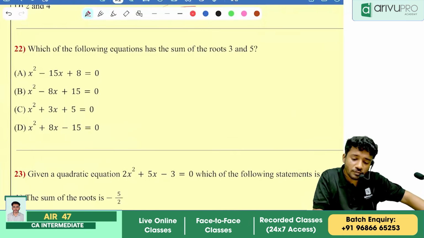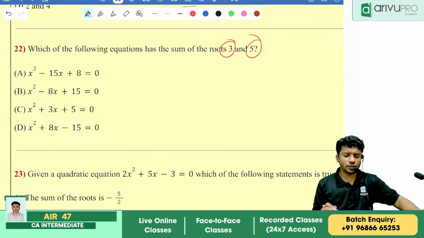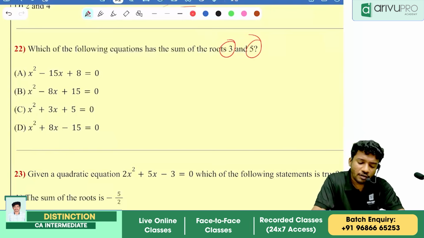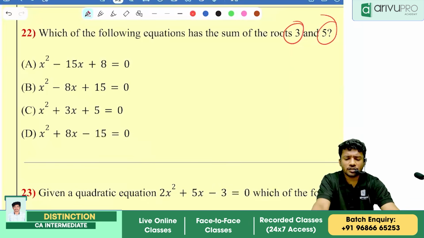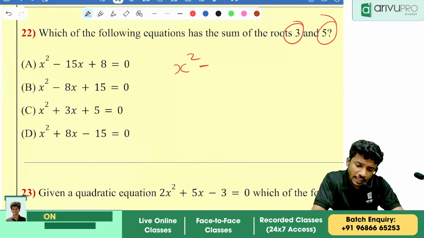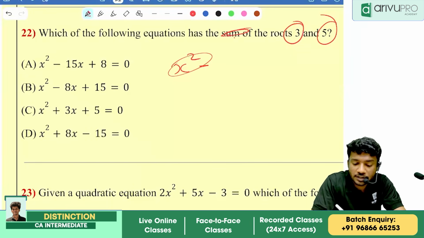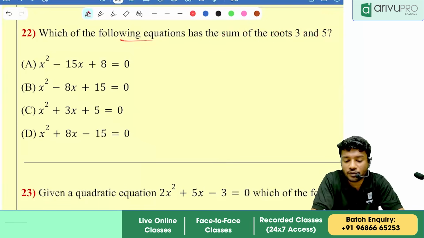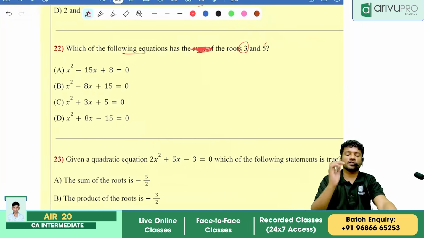Next one. Which of the following equations has sum of the roots 3 and product of the roots 5? Sum should be 3 and product should be 5. Any of the options is correct or not, you should tell me. Oh, one second. It is given wrongly. Which of the following has the roots 3 and 5? Okay. The roots are 3 and 5, that is the question.